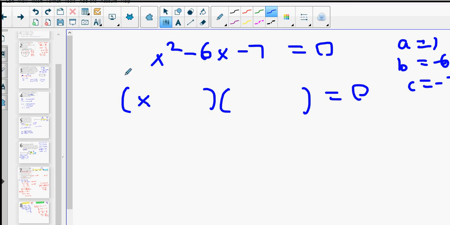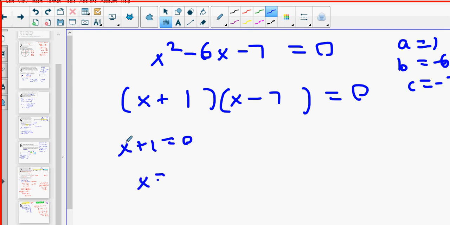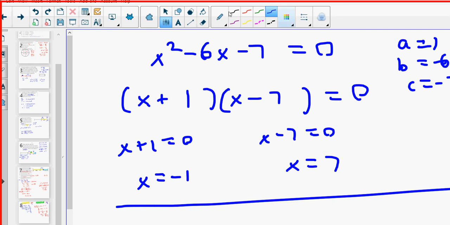And you do this. Minus 7 and plus 1. Is that right with you guys? You can go straight into this. You can go x, you can go straight in like that if you want, and then you can say your answer is x equals minus 1 and x equals 7.